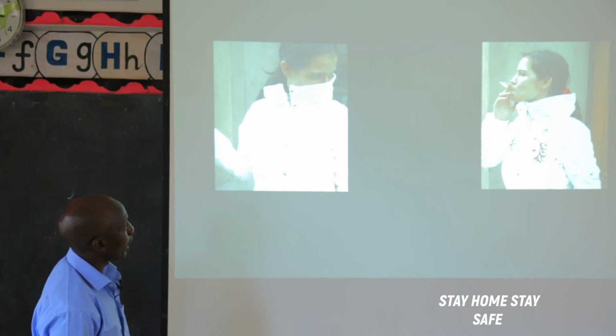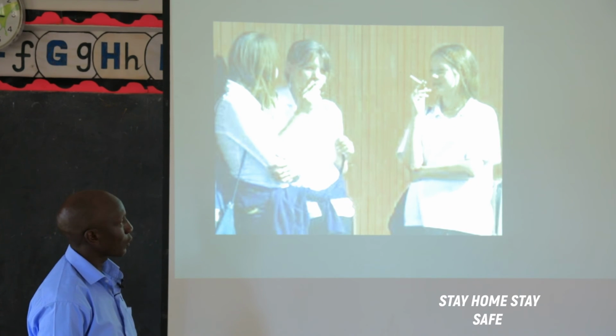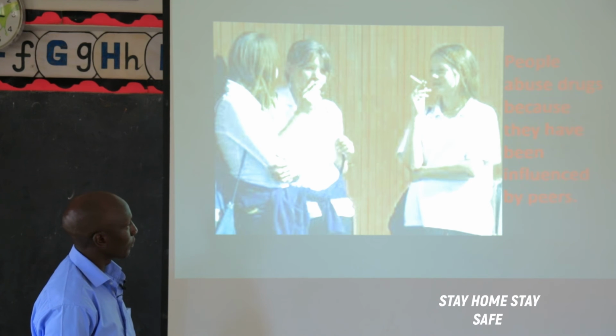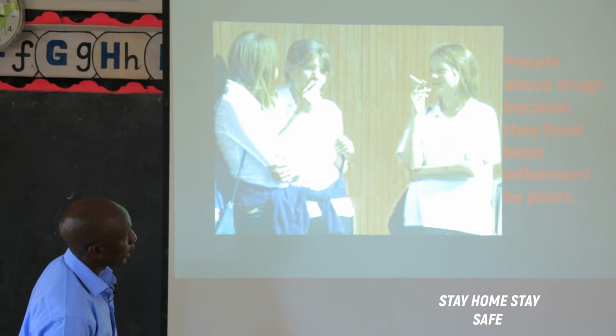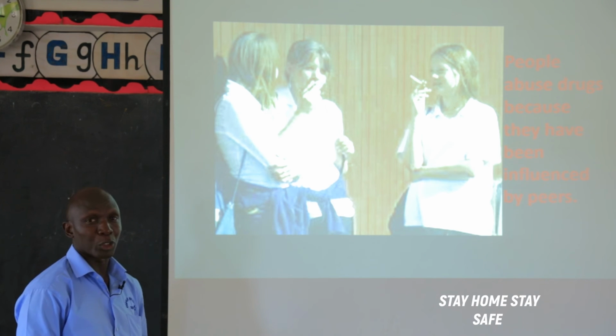Then, you can see this one here. You can also relax and whatnot. This one, they are trying to socialize. This is peer influence, and so on. People abuse drugs because they have been influenced by their peers. Your friend can actually deceive you to start taking a particular drug.